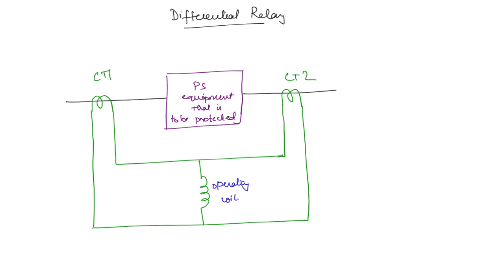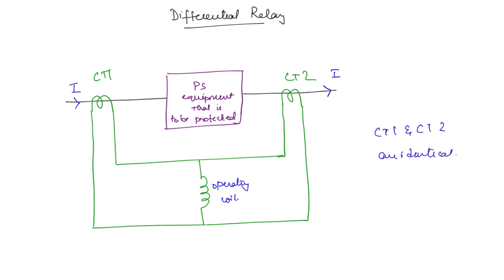Now when there is no fault, what is going to happen? The current that is flowing here, let us say this is I, the same current will flow out of this. So this is also going to be I. Now these two CTs are identical. Okay, CT1 and CT2 are identical. This point is important.